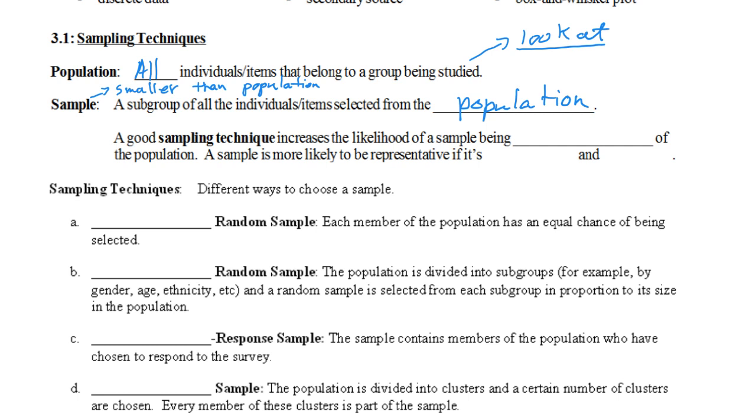Now, a good sampling technique increases the likelihood of the sample being representative of the population. And really, what we're trying to do is say that if I have a big sample, i.e. a big subgroup of my bigger population, then we get a more representative form of the result. So a sample is more likely to be representative if it is larger and randomly chosen throughout the population.